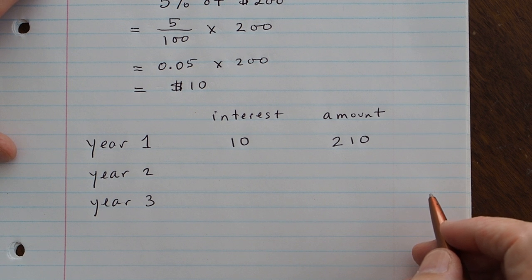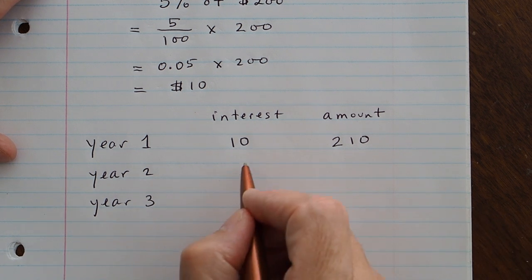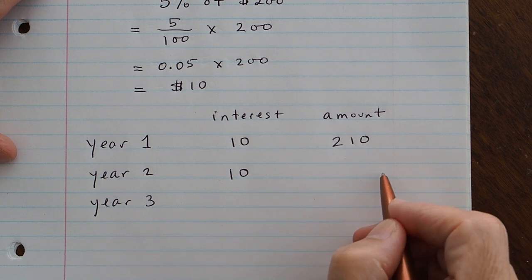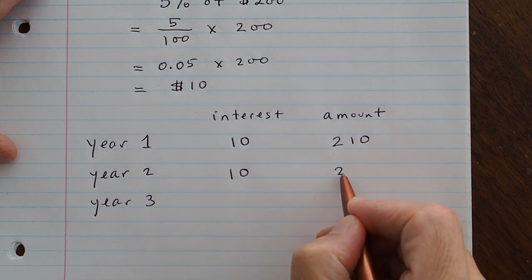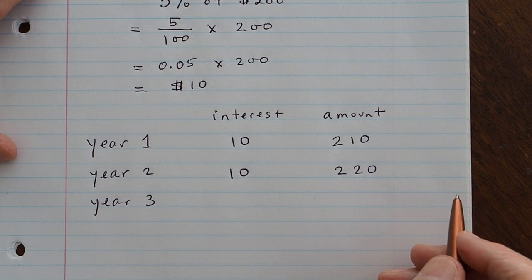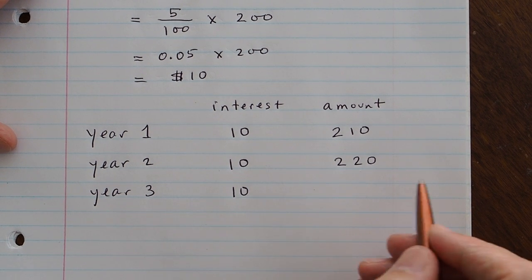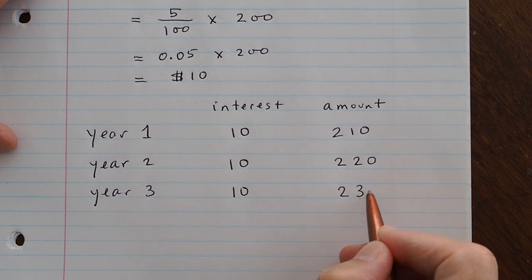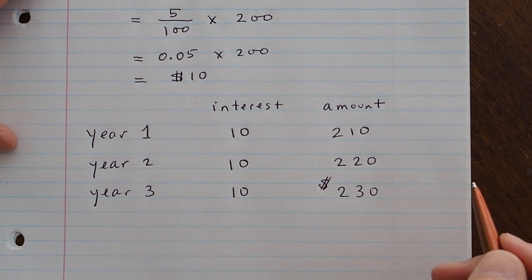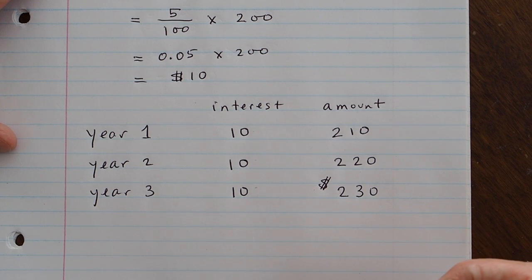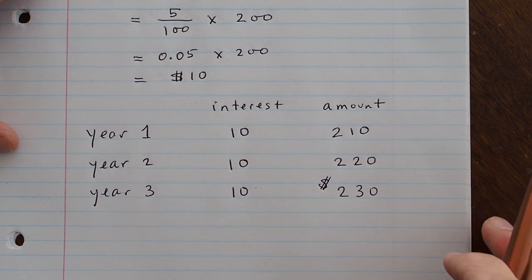To keep the loan out against yourself for another year means $10 more in interest is accrued against you. And to pay it back after 2 years, you would pay back $220. And for a third year, another $10 in interest is applied. So if you paid it back after 3 years, you'd pay back $230. Notice that the amount of interest every year is the same. That's what makes it simple interest.